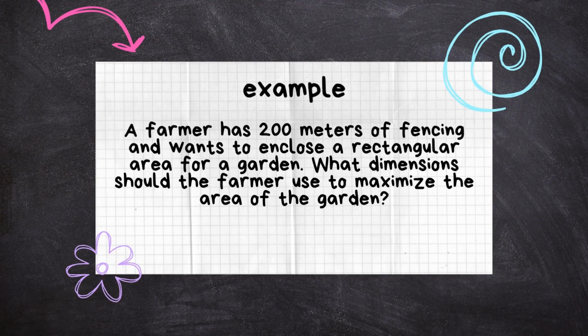So now let's go to the example. A farmer has 200 meters of fencing and wants to enclose a rectangular area of a garden. What dimension should the farmer use to maximize the area of the garden?